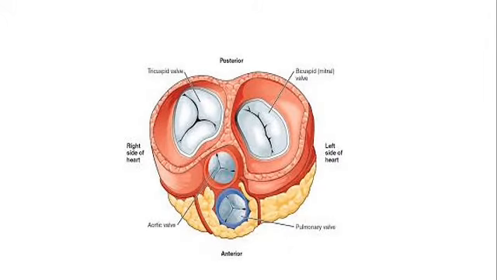Now let's look very closely again at a clearer picture of what these valves look like. This is the bicuspid valve having two cusps, the tricuspid valve having three cusps. Then these are the aortic valve and the pulmonary valve made up of semilunar structures. So they may also be referred to as the semilunar valves.